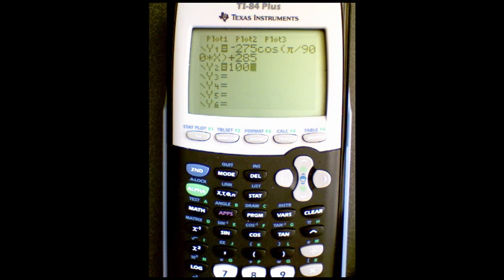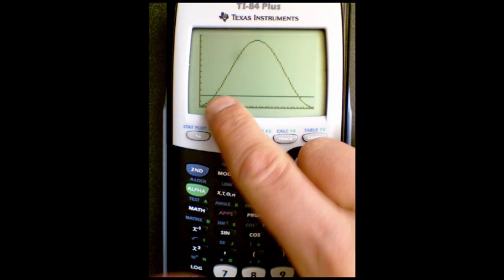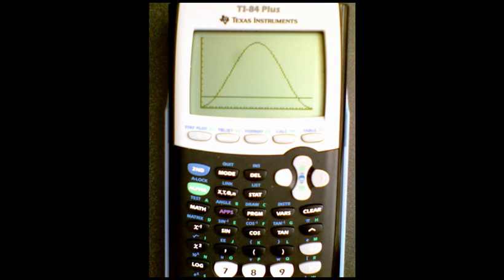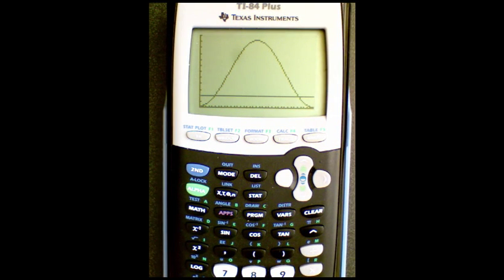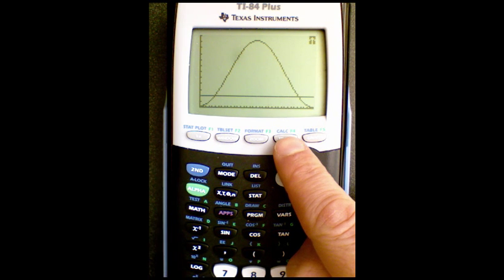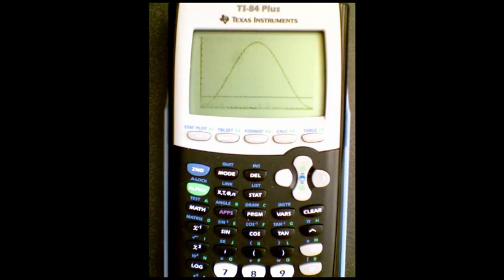That's making a line at height 100. And when I graph that, I get this sort of picture. At this intersection point here, that would be one solution for when I reach 100 feet. And that's what we want to find, when the riders first reach that height. You can do that by calculating. So second function, calculate, and number 5 is the intersection.